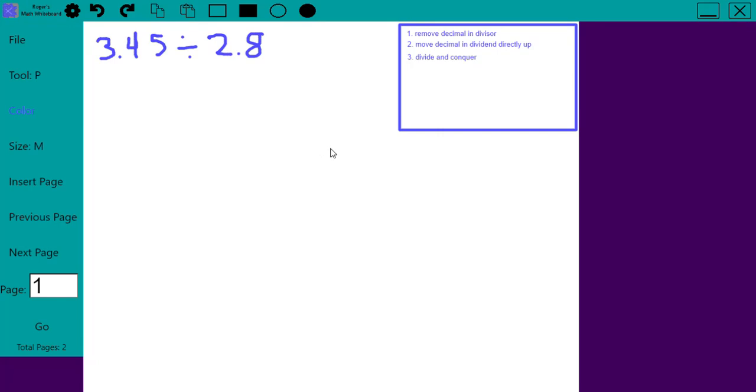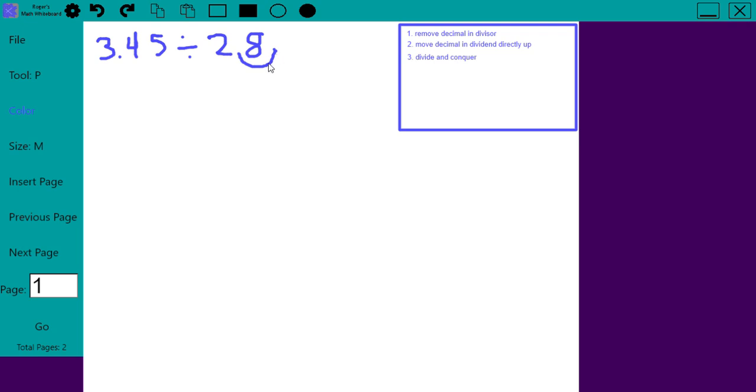So when you're dividing decimals, the first thing you have to do is remove the decimal in your divisor. You do that by moving the decimal to the right until there are no longer any numbers to the right of your decimal. So here we have 2.8, so we need to remove the decimal. Bring the decimal one over to the right, and now 2.8 becomes 28.